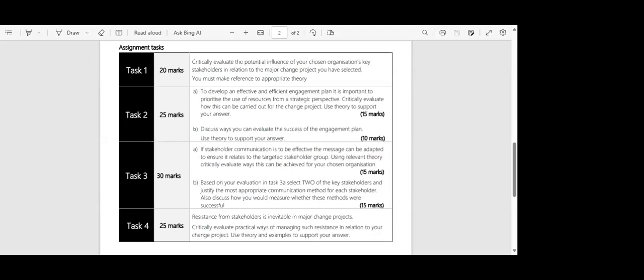So you have to take the stakeholders, normally employees, customers, suppliers. There can be internal and external stakeholders. So based on your task three, select two of the key stakeholders and justify the most appropriate communication method for each stakeholder. And also discuss how you would measure whether these methods were successful.